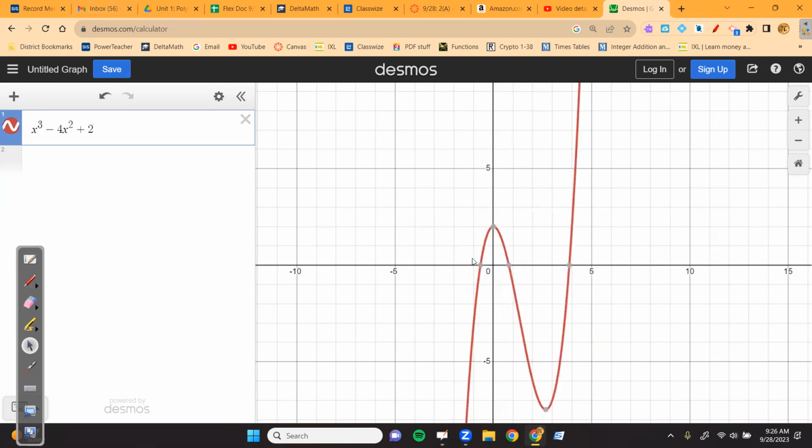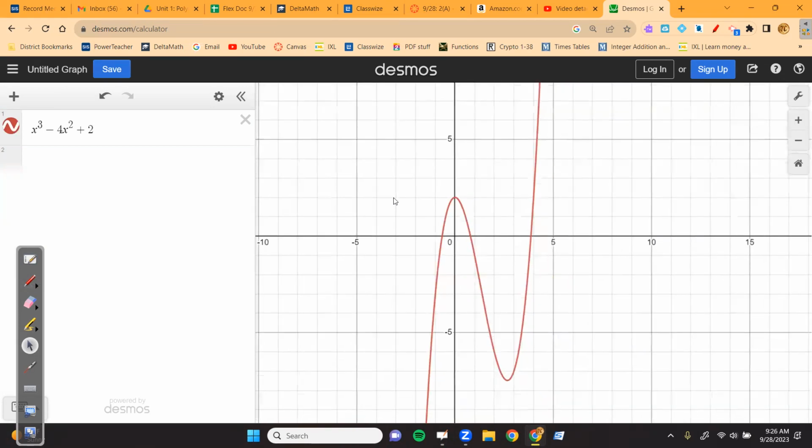There's exciting stuff, and we will talk about the exciting stuff. But all I'm interested in for this 5 minutes of the lesson is how the graph is behaving as we go forever to the left and forever to the right. As we go forever to the left, what does the arm do? It goes down. And as we go forever to the right, what does the arm do? It goes up.